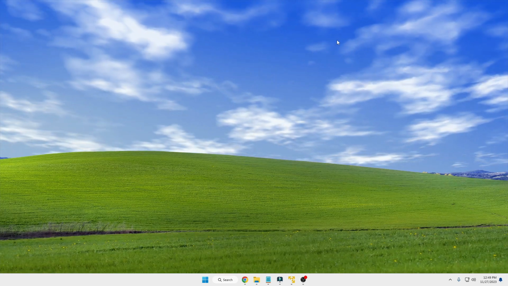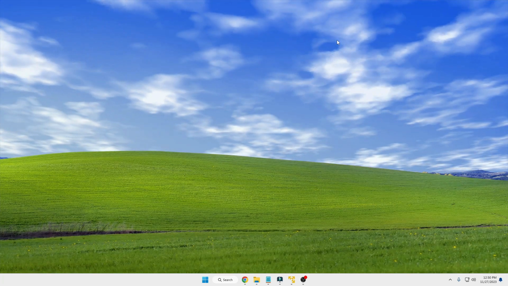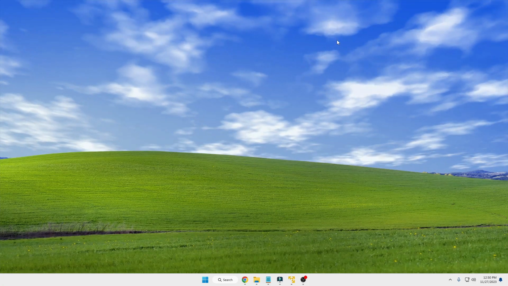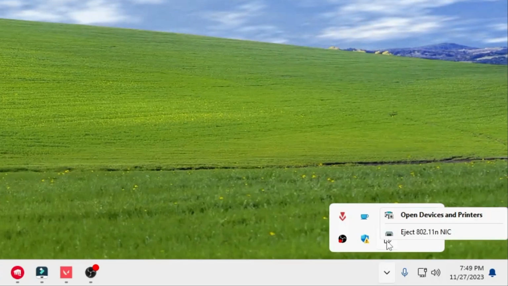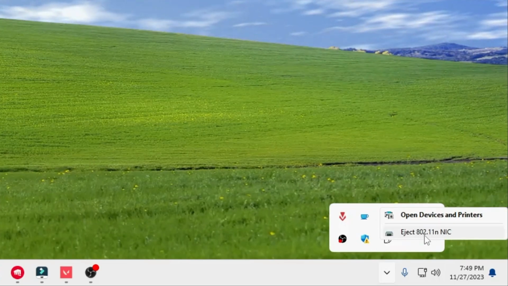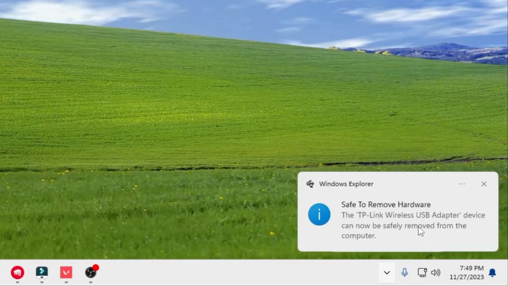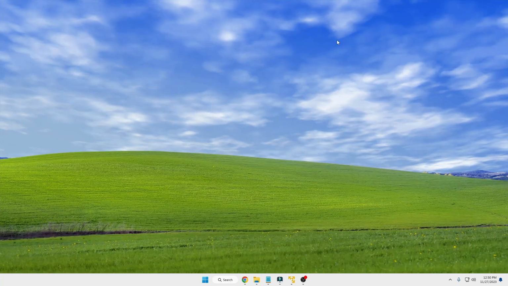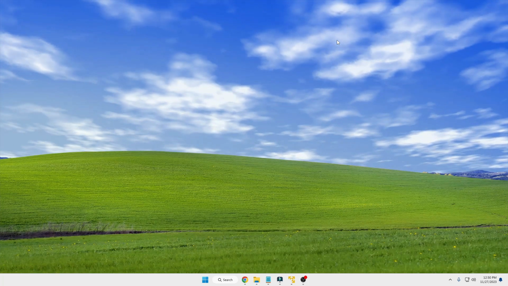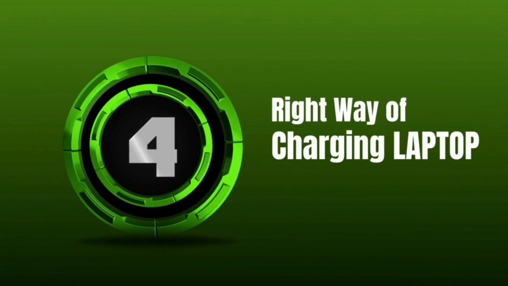So avoid these mistakes, and also keep in mind that whenever you have to take out a USB or unplug any kind of external device, first eject it from the computer and then take it out safely. That is the best and the recommended way, so that it does not affect your computer and even your external device.